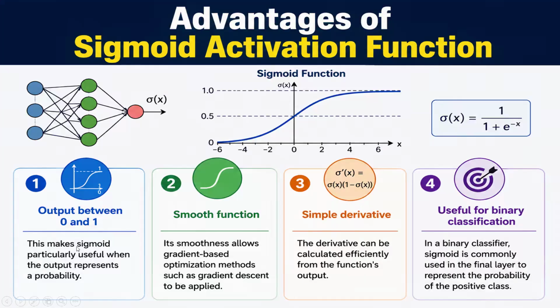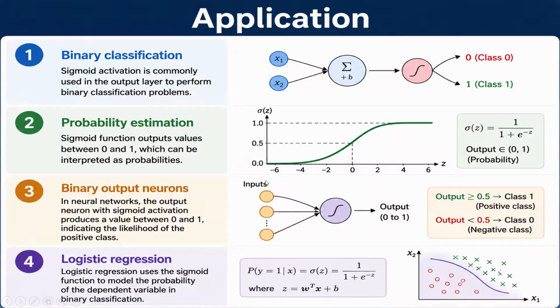So what is the advantage of sigmoid activation function? So first advantage of sigmoid activation function is output between 0 to 1. It is smooth function. You can say S type of curve. There is no gap in between the curve. The derivative is also simple. And it is used mainly for binary classification. So these are the advantages of sigmoid activation function.